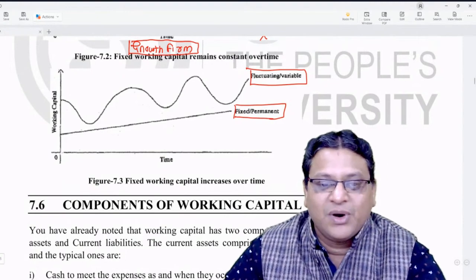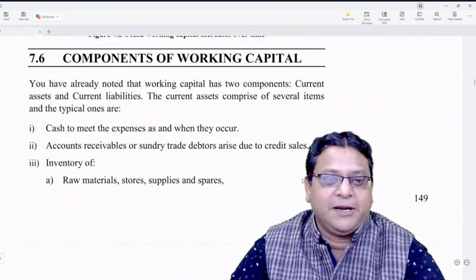Next, we will discuss what are the components of working capital.